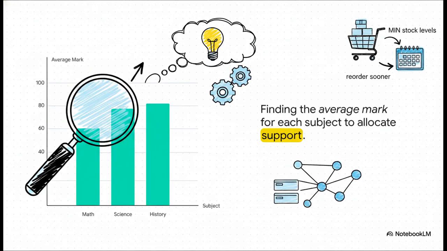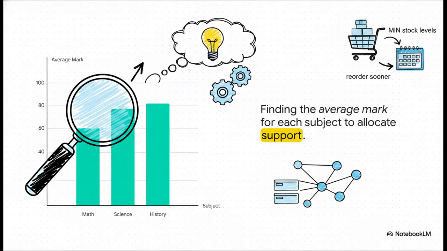Or, think about a school database. By finding the average mark for each subject using the AVG function and grouping by subject, a principal can immediately spot exactly which departments are struggling. Maybe math needs more tutors, while history's cruising along just fine. The aggregate function makes that insight possible.